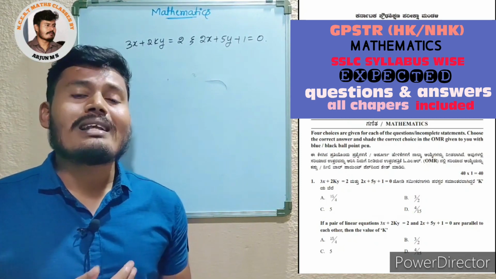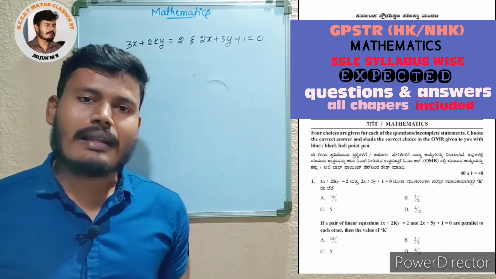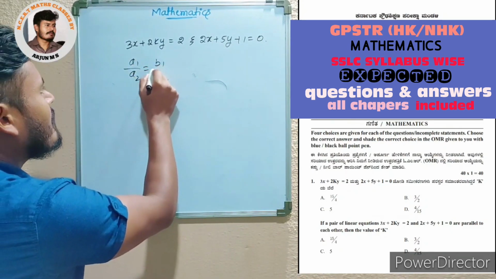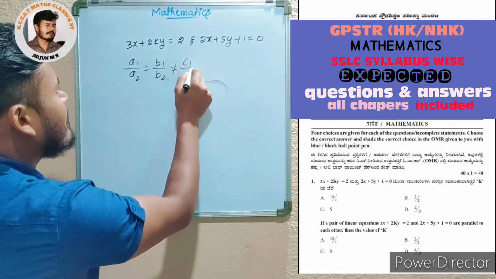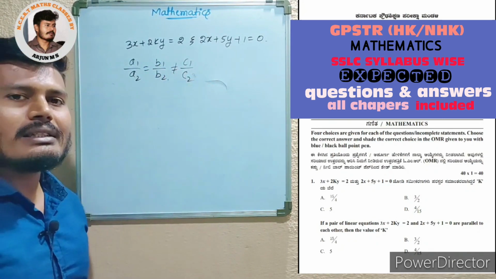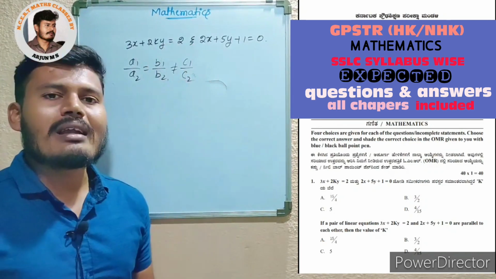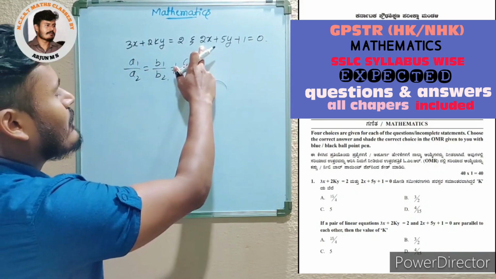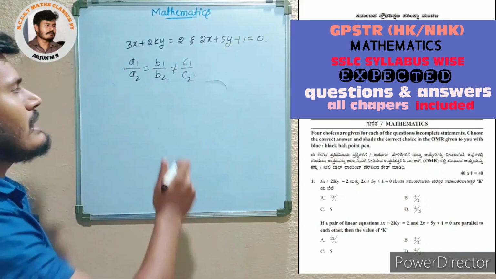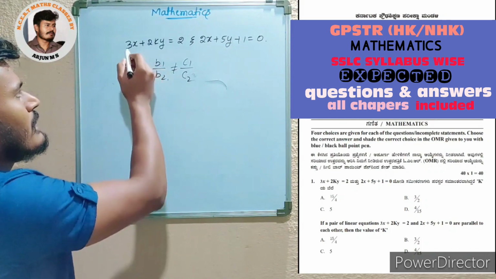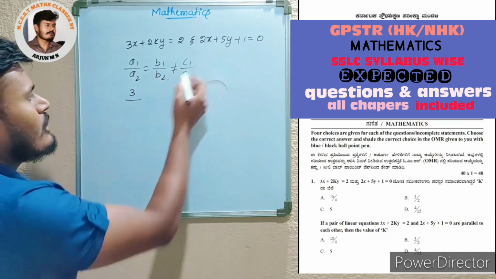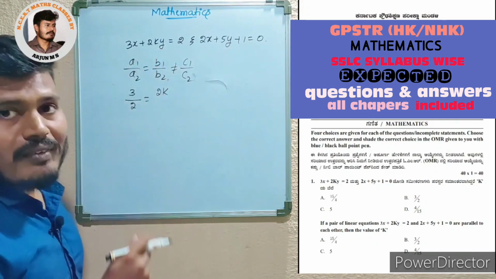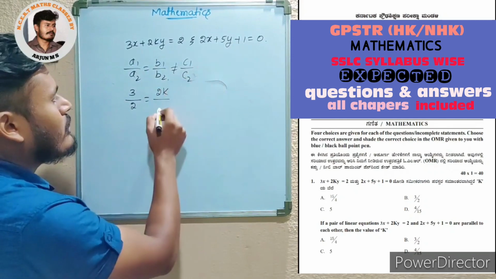We already know what the condition for parallel lines is, right? That condition is a1 by a2 is equal to b1 by b2 not equal to c1 by c2. This is the parallel condition using the coefficients of a pair of linear equations in two variables. This is called a1, b1, c1, a2, b2 and c2. So let us consider a1, a2 and b1, b2. Here a1 is 3 and a2 is 2. This is equal to b1, which is 2k. So write down the coefficient of y, right? So 2k divided by b2, which is 5.